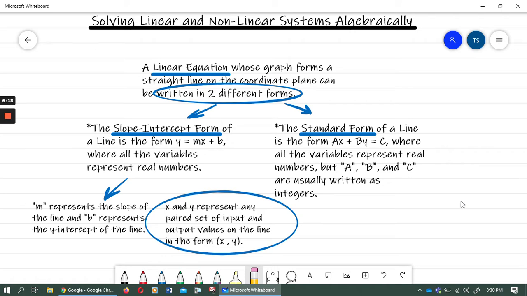Since we are talking about solving linear and nonlinear systems, solutions for a system are going to be any ordered pair in the form x, y that satisfies all of the equations in that system.